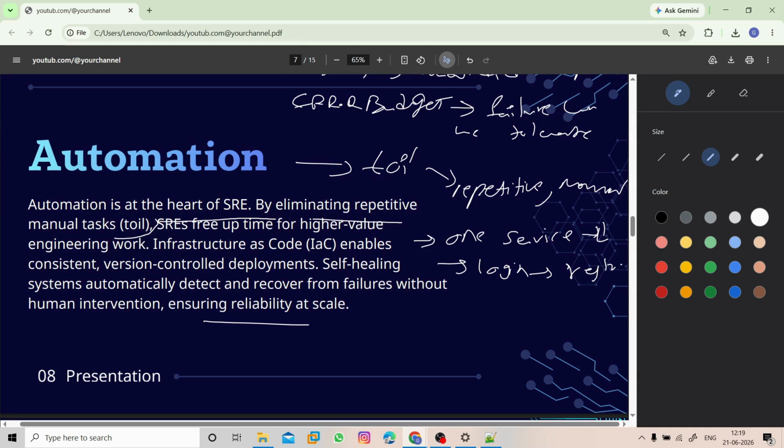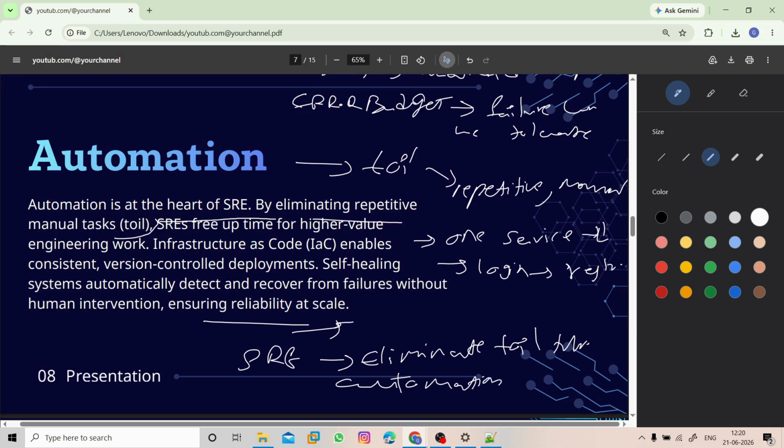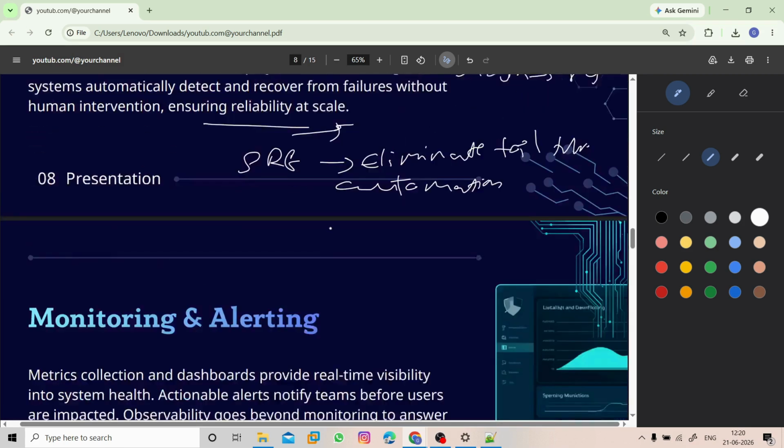We have another example: collecting logs manually. We will get the logs manually, right? So we will do this automatically. The SRE's main aim is to eliminate toil. Toil is nothing but repetitive work. So we need to eliminate toil through automation. That is the example of automation.